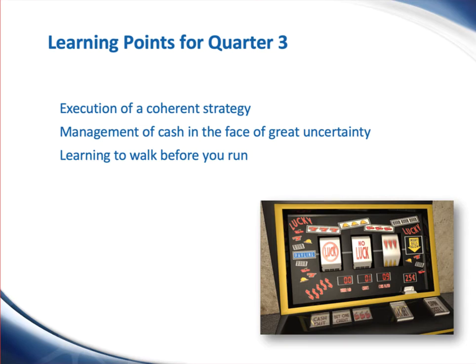To conclude, the learning points for quarter 3 are really tremendous. They are as important as they can be to go forward. Number 1, try to really execute a coherent strategy. Make sure you manage your cash in the face of great uncertainty so that you have at least 300,000 under the pessimistic sales scenario. In other words, learn before you run.